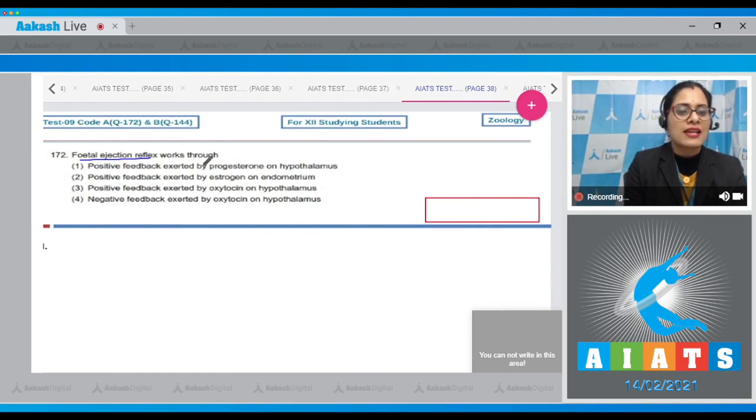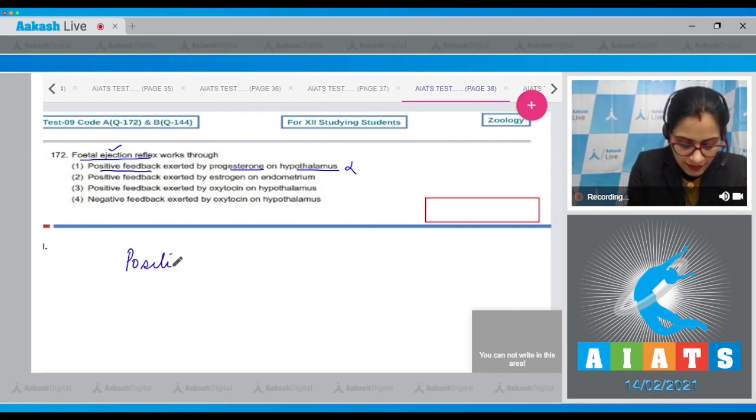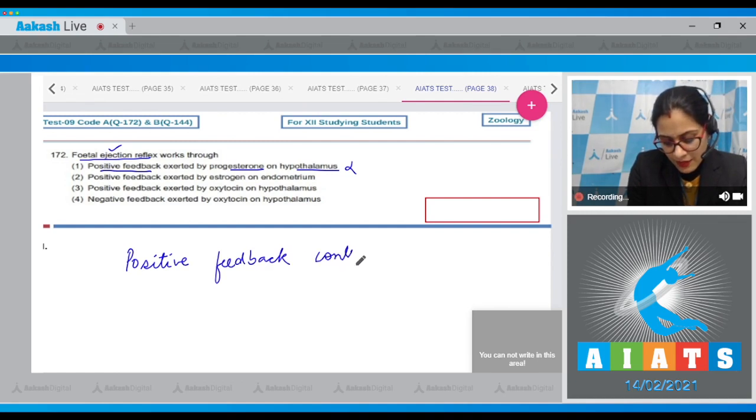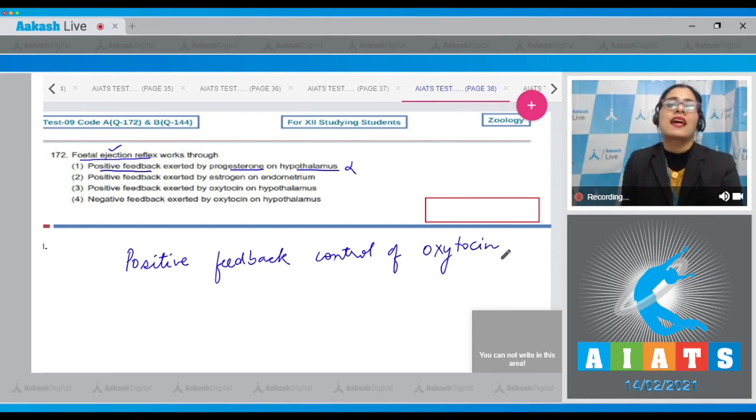Fetal ejection reflex works through. The very first option is positive feedback exerted by progesterone on hypothalamus, and this is an incorrect option because fetal ejection reflex involves positive feedback control of oxytocin, which is synthesized by hypothalamus and stored in posterior pituitary of pregnant mother.